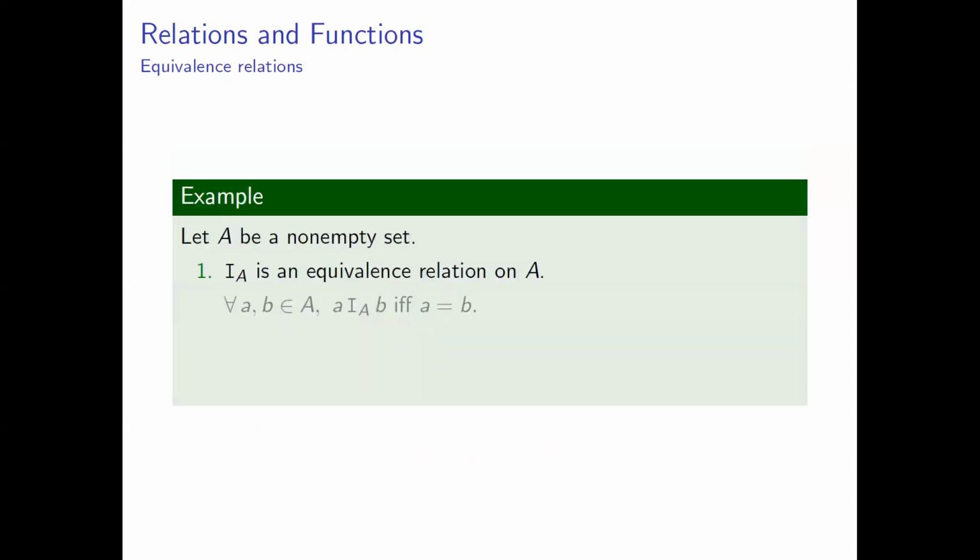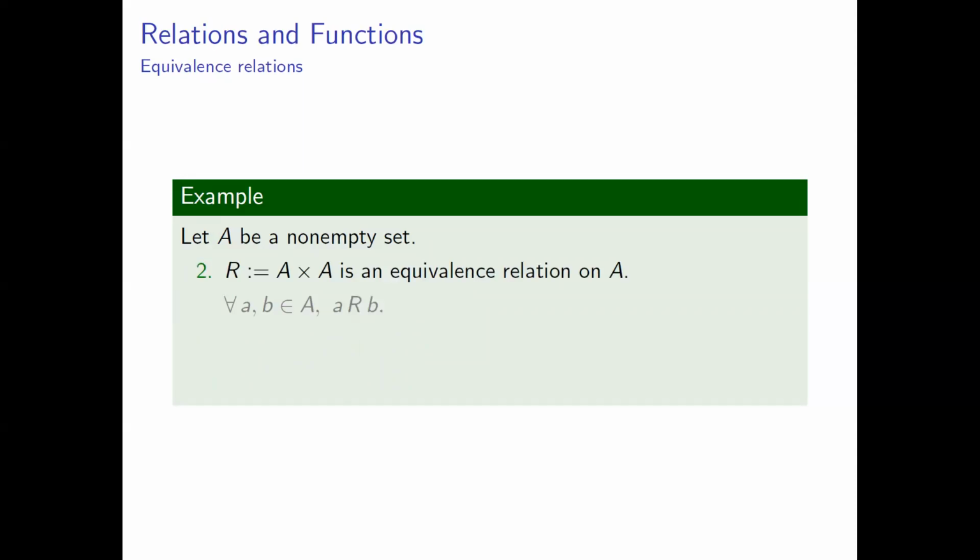Consider the identity relation on a non-empty set A. For any element small a, the equivalence class of a is the singleton with element a. Hence, the set A modulo the identity relation is the set of all one-element subsets of A.